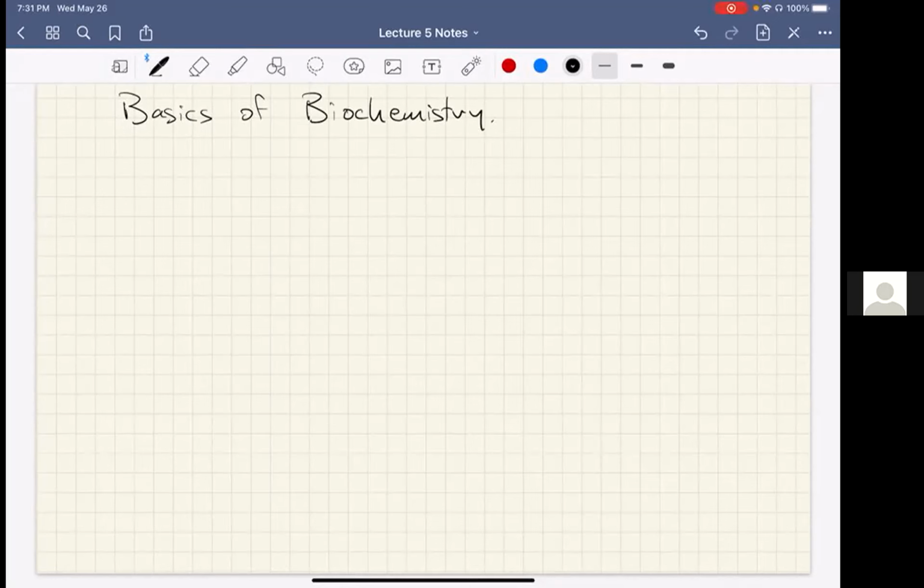So this part of the lecture is intended for people for whom it has been a long time since their last biology class, or for people who have never had a formal biology class. We're just going to go over some very basic terminology and concepts so that we have a basis for going forward. So the first thing we're going to talk about is proteins.